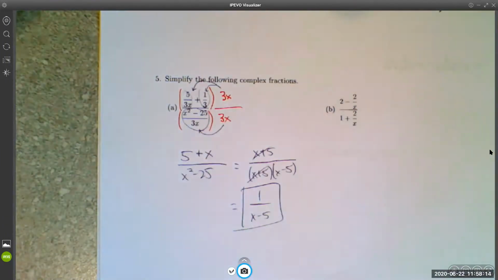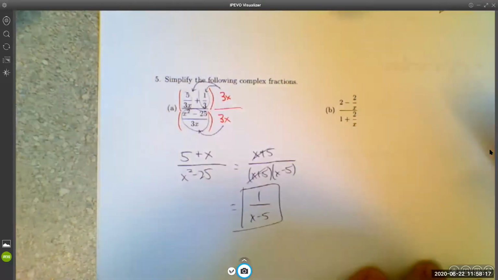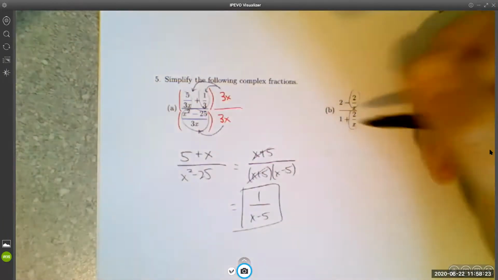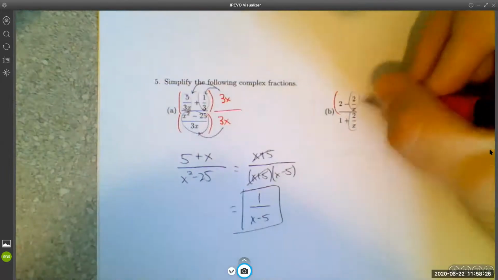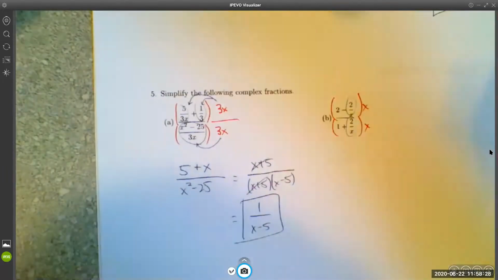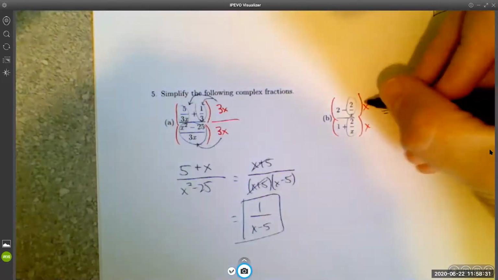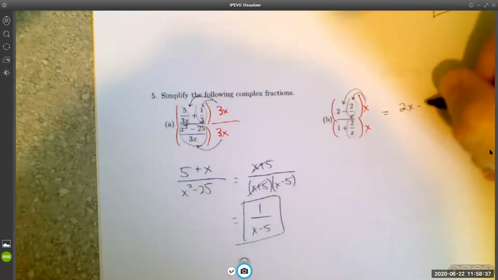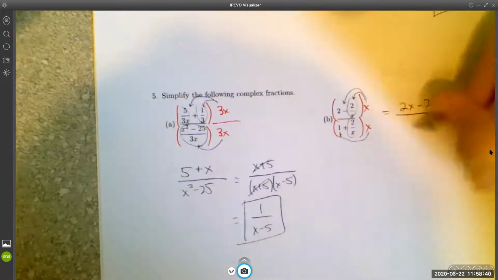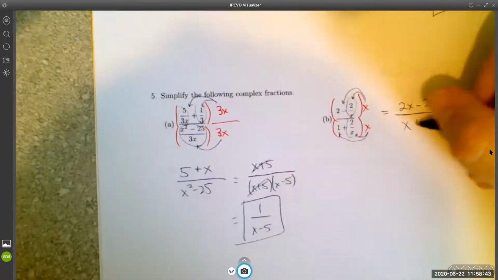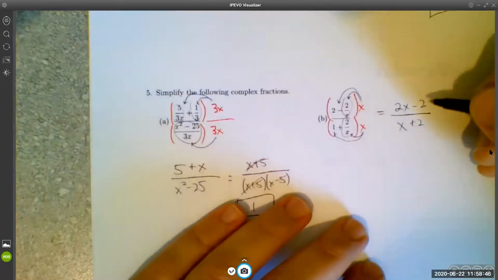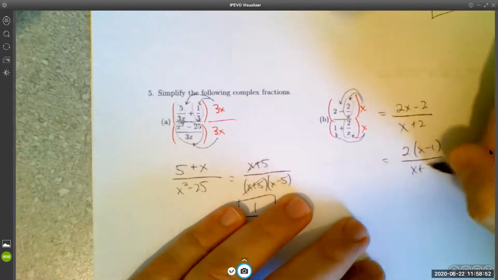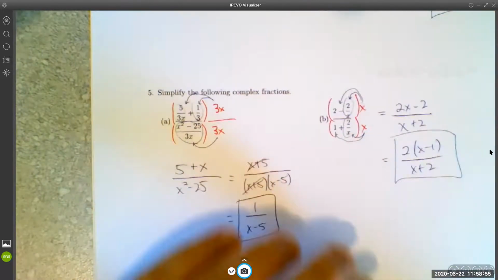Same thing on part B. I would look at all the little fractions, in this case, this one and this one. And the denominators are both x, so the LCD is easy, right? I'm just going to multiply through by x. When I do that, I get 2x. Here the x's cancel and leave just a 2 over x plus 2. So I could factor out a 2 from the numerator, but I don't think it's going to cancel with anything in the denominator. So I think that's as good as it's going to get.